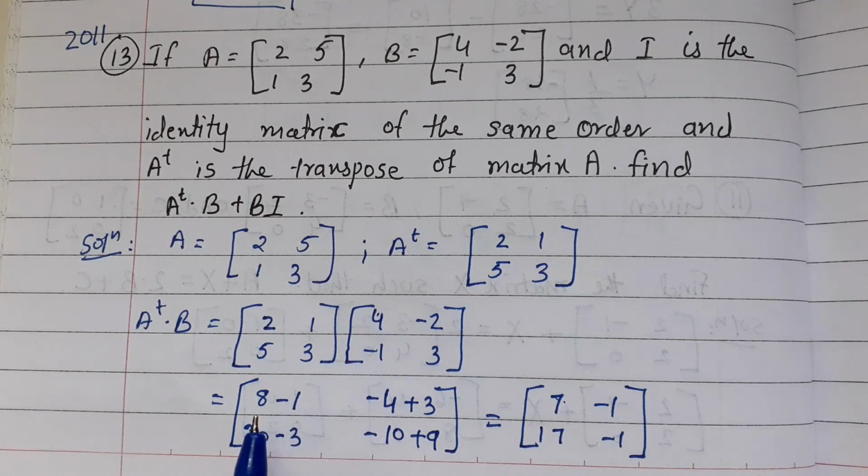5 fours are 20 into 3 minus 1 is minus 3. 20 minus 3, 17. 5 into minus 2, minus 10. 3 into 3, 9. Minus 10 plus 9, minus 1.